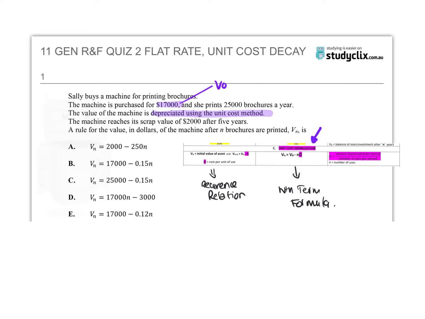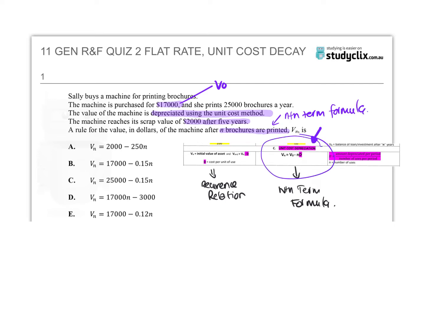Now it says the machine reaches a scrap value. So when something depreciates, that means it goes down in price, they call the reduced price a scrap value. So it's got a bit less, and that's the word they'll use. So they told you that the scrap value after 5 years was this. Okay, so a rule for the value of the dollars after n brochures are printed. Now that is a way of saying the nth term formula. So we want to look at the nth term formula. So we're looking at writing this one out.